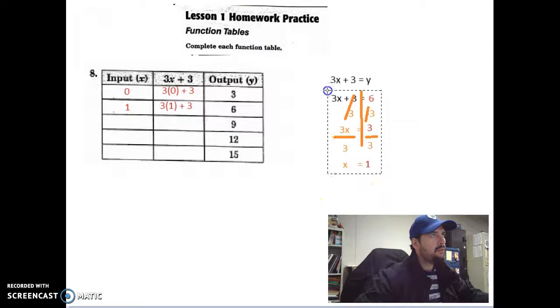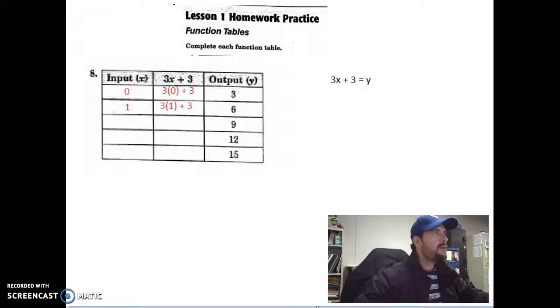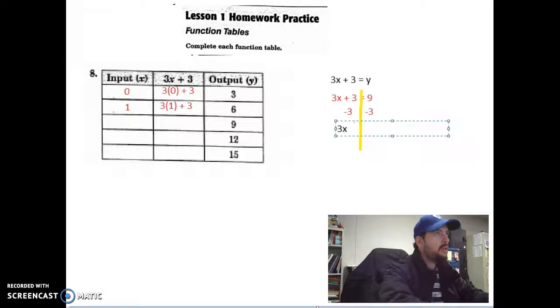Alright, so let's do that one more time. This time we're going to do 3x plus 3 equals 9, right? So we see here, 3x plus 3 equals 9. That's our third output for y. First step again is to subtract 3 here, which means I need to subtract 3 here, because they're on different sides of the equal sign. I'm left with 3x equals 6, right? Because 9 minus 3 equals 6.